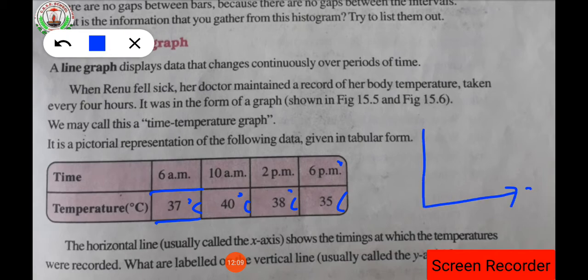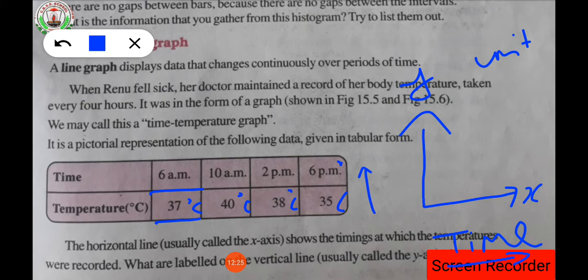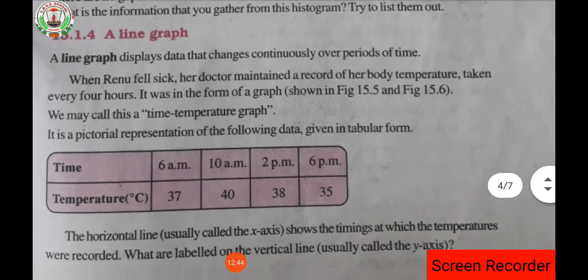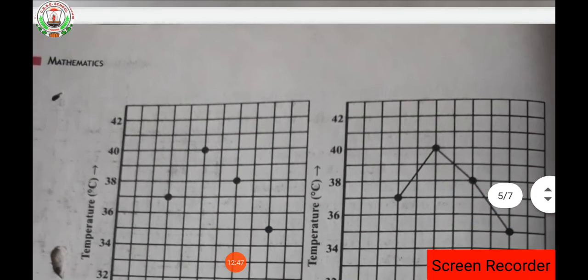As we know, while plotting a graph you have to use graph paper only. So this is the x-axis, this is the y-axis, and you write the unit at the top. On the horizontal line we mention time, and on the vertical line we mention temperature in degrees Celsius. Clear? First is 6 am, then 10 am, then 2 pm, then 6 pm. In the same way we mention the temperature. It will be clearer when we see the graph.